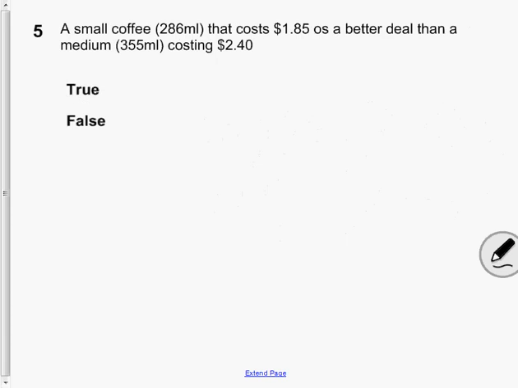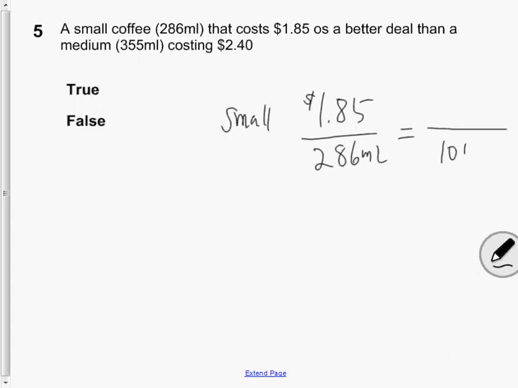Question 5 says a small coffee costs $1.85. So what we want to do here is calculate the unit rate for each. I'm going to do small here, and it's $1.85 for 286 milliliters. What we want to break that down into is a cost per 100 milliliters.